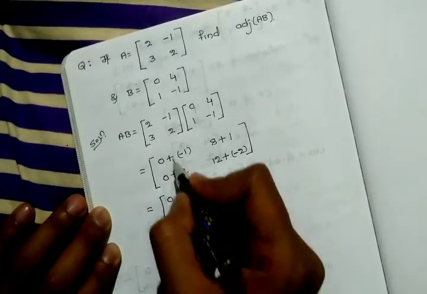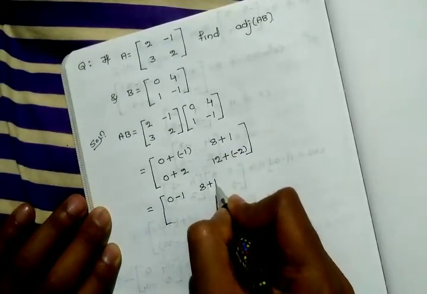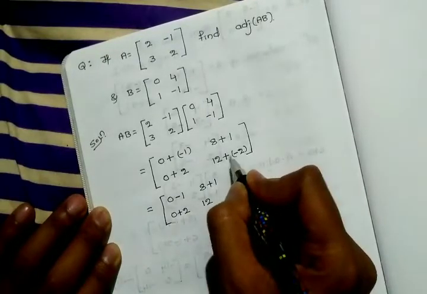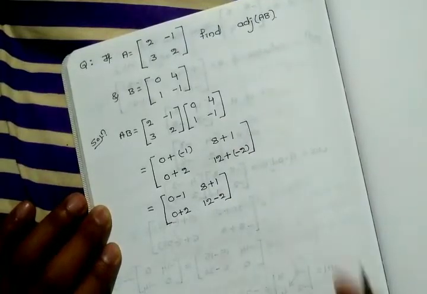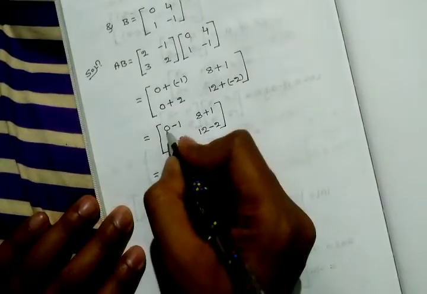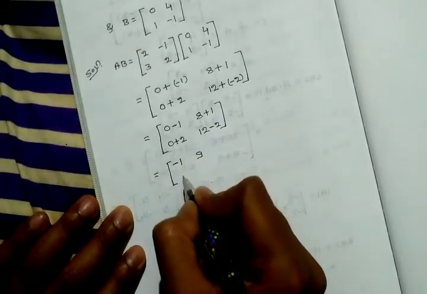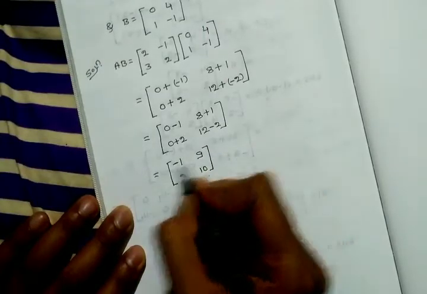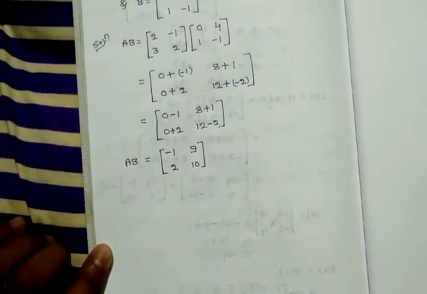Next, 0 plus into minus is minus 1. Next, 8 plus 1, keep it as it is, 0 plus 2, keep it as it is, 12, plus into minus is minus 2. Therefore, which is equals to 0 minus 1 is minus 1, 8 plus 1 is 9, 0 plus 2 is 2, 12 minus 2 is how much here? 10. So this is the value of what here? A into B.